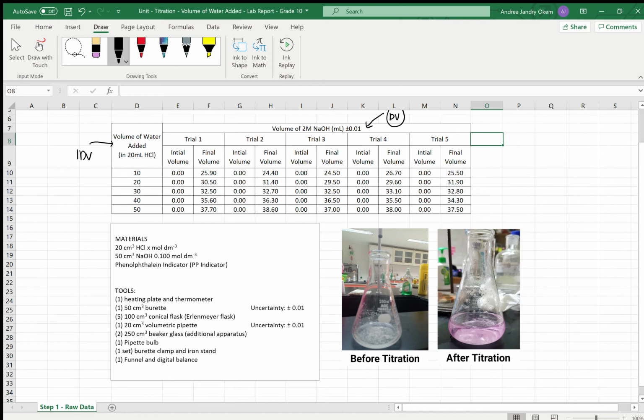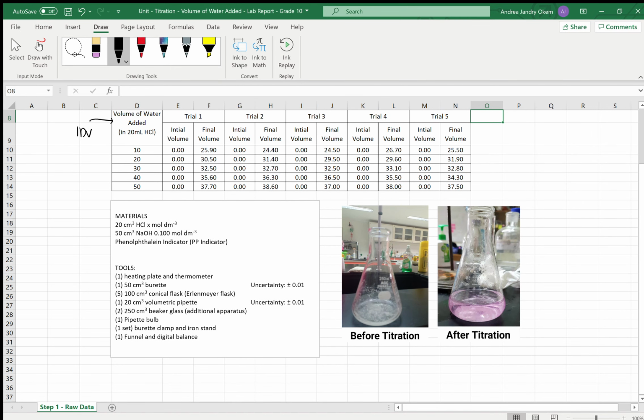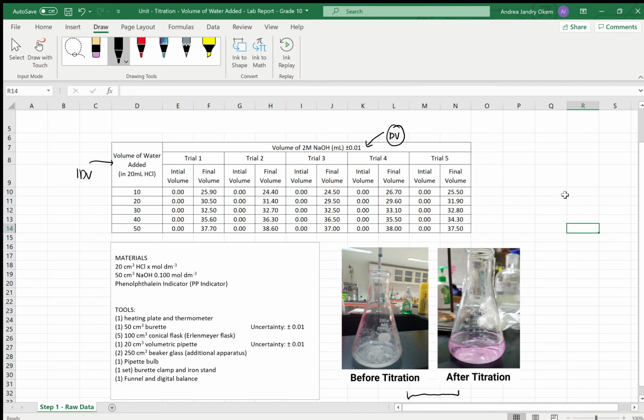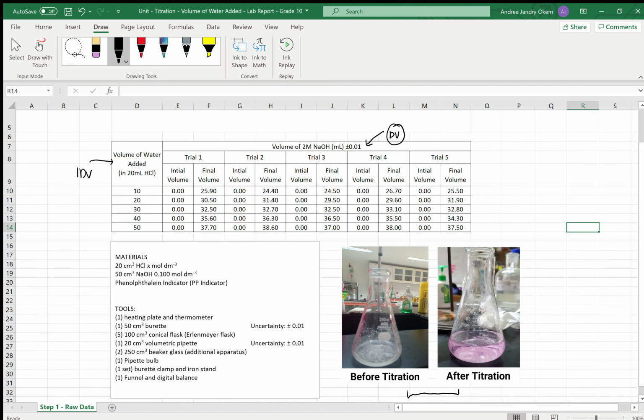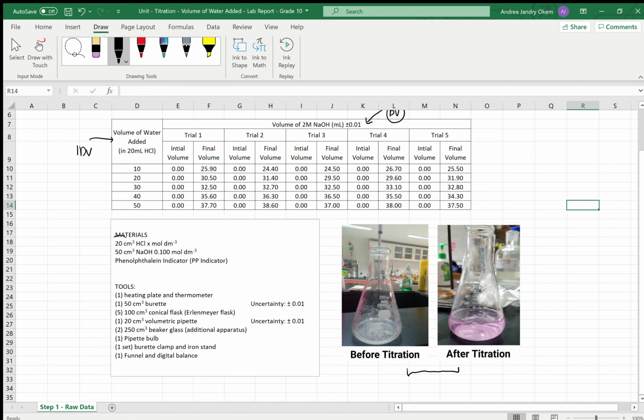And then you can see there are some materials and tools I've put there, and also two pictures that you can use later, especially in qualitative data. So one by one, take a look. In this point you have 20 centimeter cube. It means 20 milliliters of hydrochloric acid.